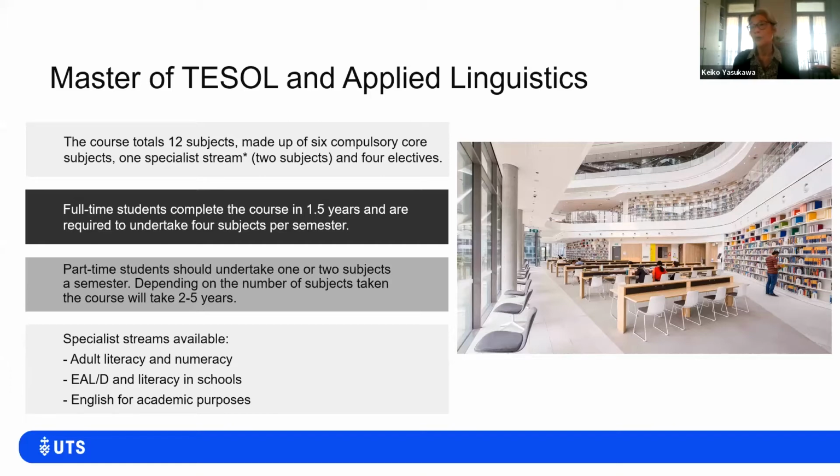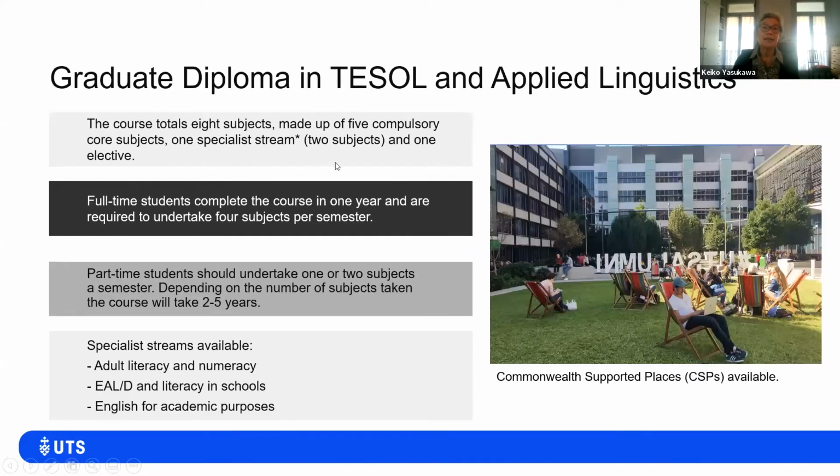Then there's English for academic purposes. This can be teaching international students who want to do tertiary study in an English-speaking country, or it might be supporting students for whom English is their first language, but who need extra help with their academic language and literacy demands. So this is the master's. Then there's the graduate diploma, which is nested within the master's degree. So you can articulate from the graduate diploma to the master's if you want to.